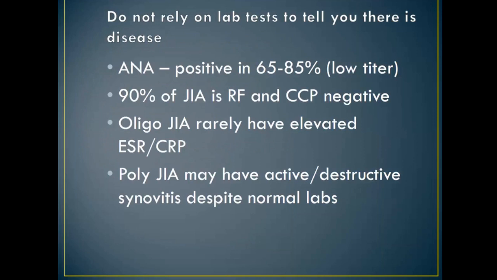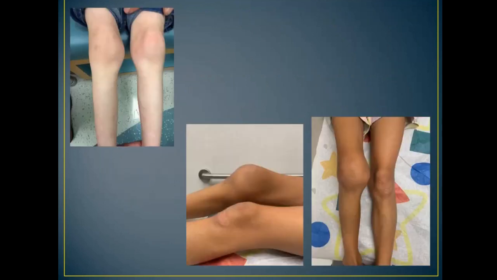The ANA is positive in about 65 to 85% of patients. Those are the ones who have a higher chance of uveitis. 90% of juvenile arthritis kids have a negative RF and a CCP. Oligo-JIA rarely has elevated ESR and CRP, as I said, and poly-JIA patients can have destruction in their joints, but will have completely normal labs. So this is the classic finding in a patient who presents with juvenile arthritis.